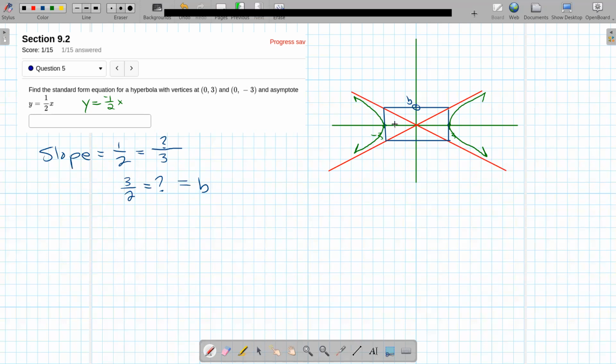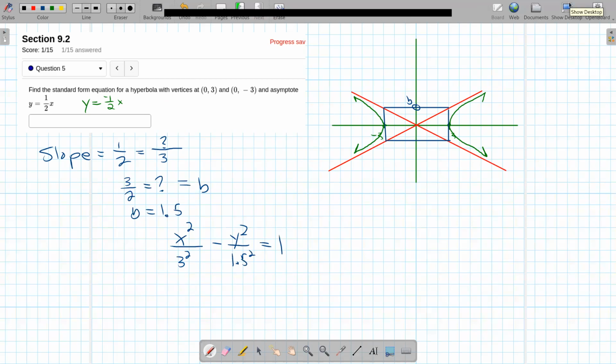And I did graph these lines accurately, even though my hyperbola may not be accurate. So call it 3/2 or 1.5 if you wish. I'm going to call it 1.5 now because that's a nice decimal. And since this is oriented horizontally, it's got to be x squared over a squared minus y squared over b squared equals 1. And I'm just going to double check on a graph that that looks correct.